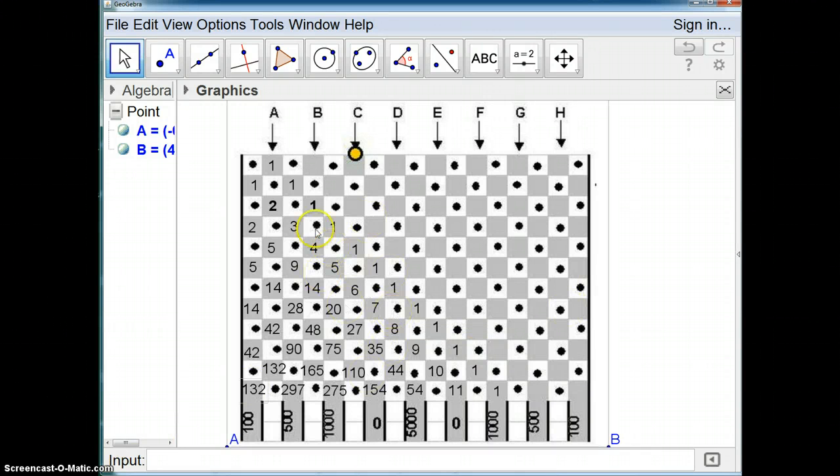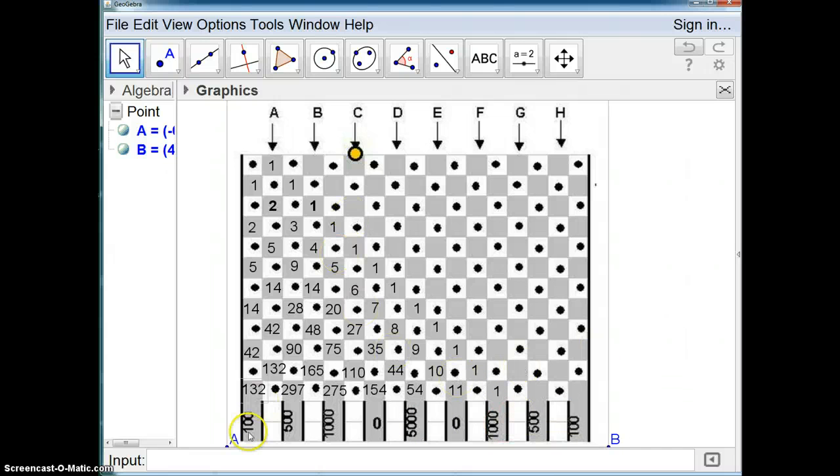Okay, so now you can see I've finished the rest of the table. Again, all I did was make sure every time I took the two parents and added them together to make the next row, right? And you can see now at the bottom that if you drop the coin into slot A, there are 132 ways that you could land at 100. There are 297 ways that you could land at 500. 275 ways to land at 1,000. 154 ways to land at 0. Another 54 ways to land at 5,000. 11 ways to land at the other 0. And 1 way to land at the other 1,000.